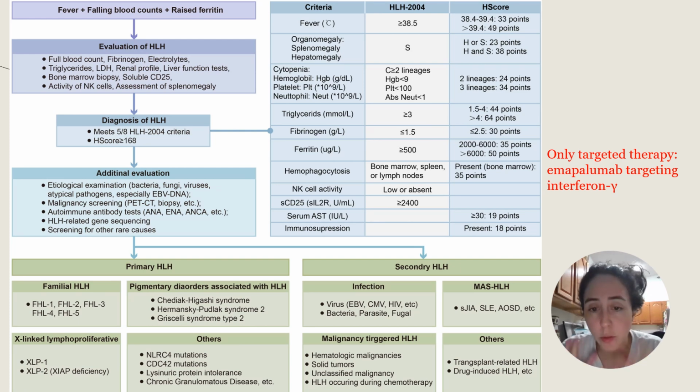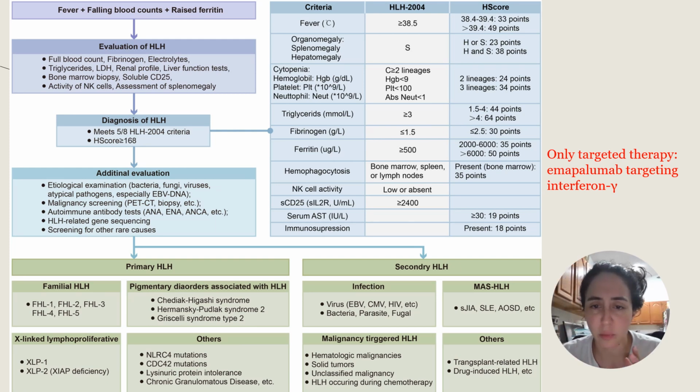According to these guidelines, on this graph I found in the Journal of Hematology Oncology for this disease, if you meet 5 out of 8 of these criteria, you can determine that the patient has HLH. And then the H score has to be greater than or equal to 168.